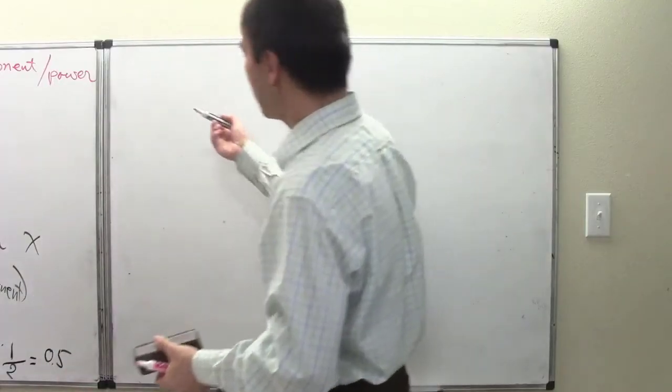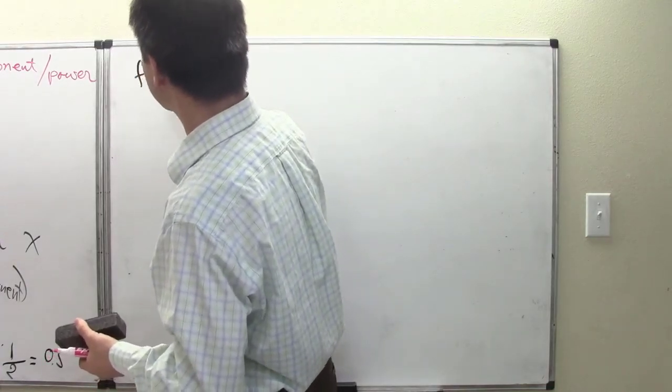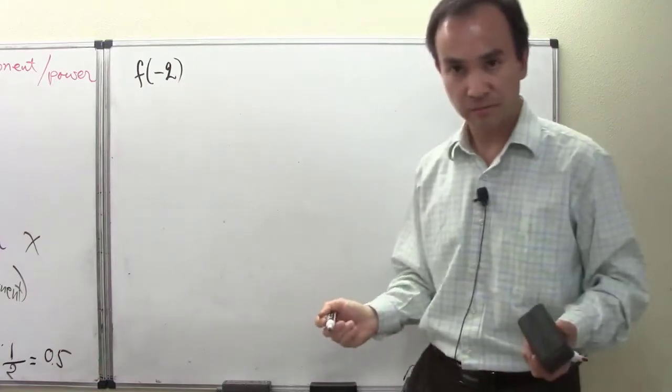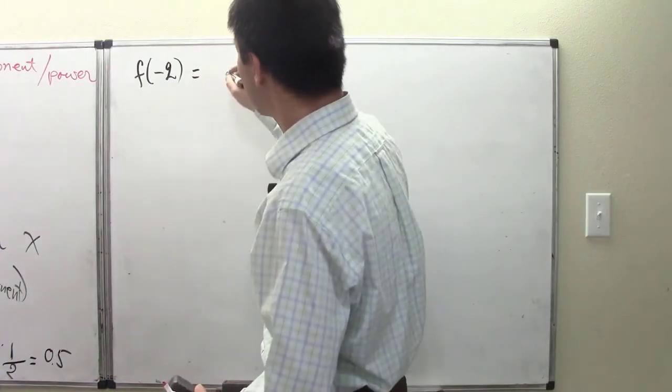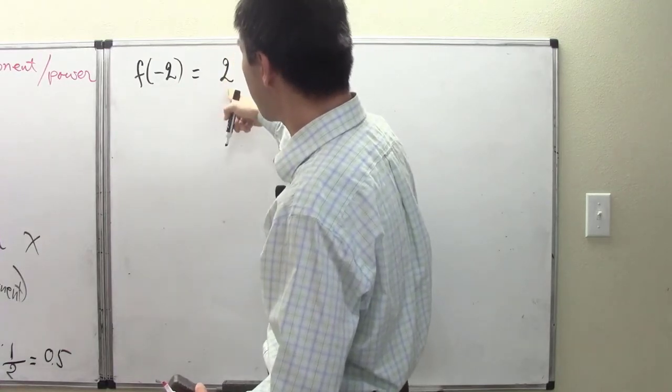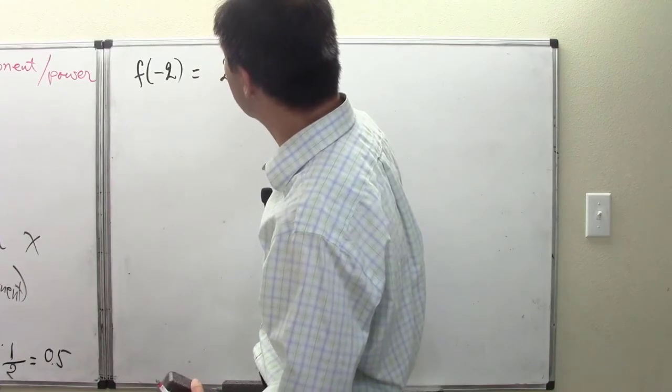So what about f of -2 right here? Now it's another negative input, a negative value for the input. According to the rule stated, we're going to raise from base 2, we're going to raise to the power being -2.